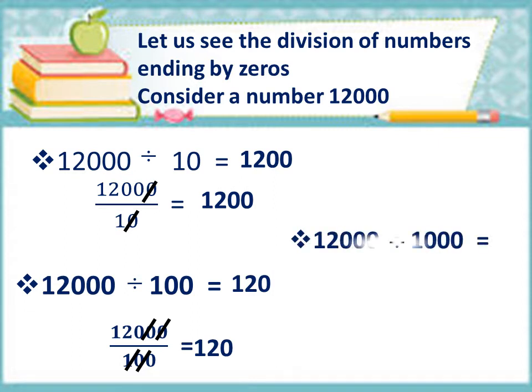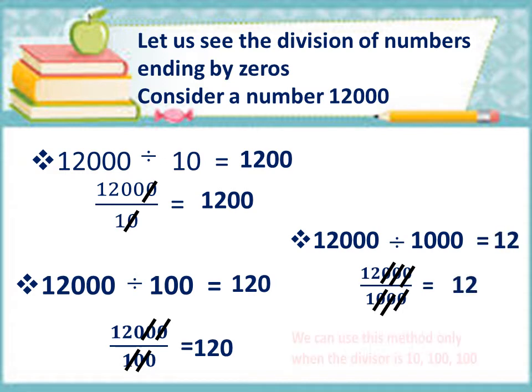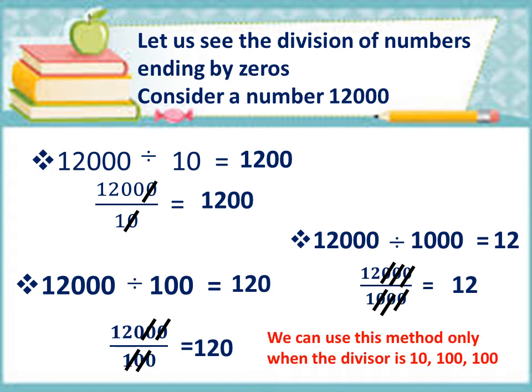In the same way, we can also divide 12,000 by 1000. In the divisor, we have 3 zeros. So cancel 3 zeros from 12,000. There we will get 12. Remember children, we can use this method only when the divisor is 10, 100 and 1000.